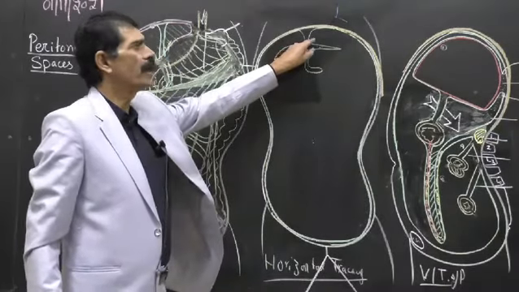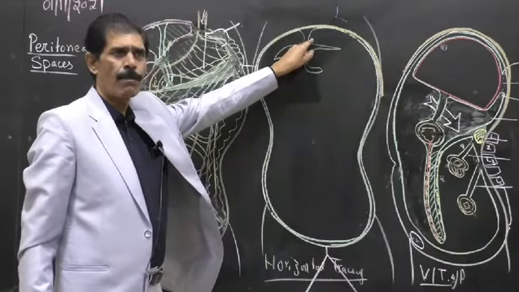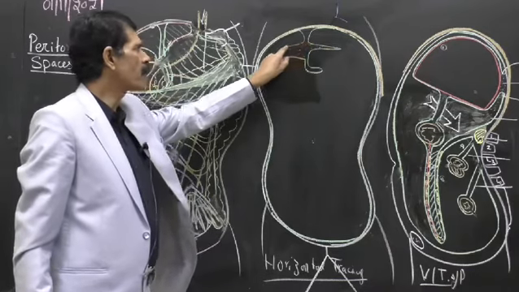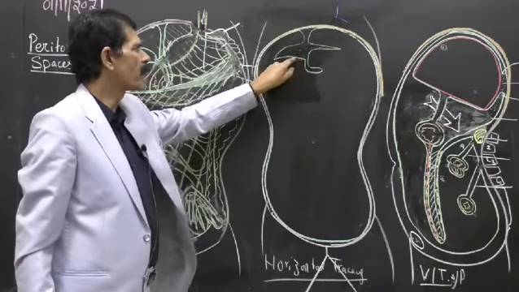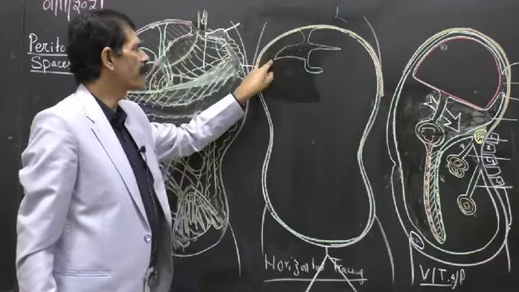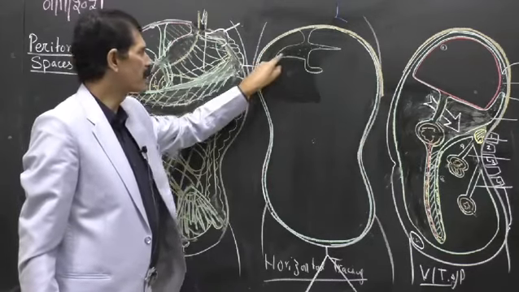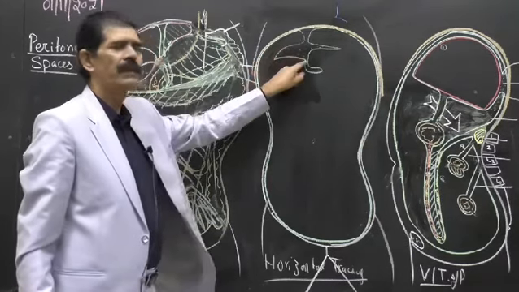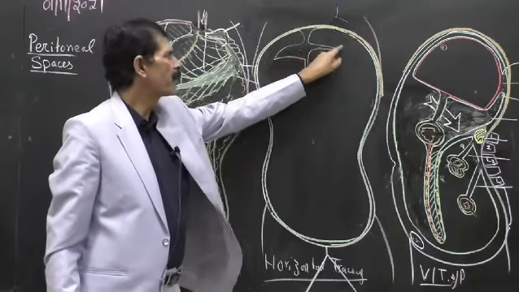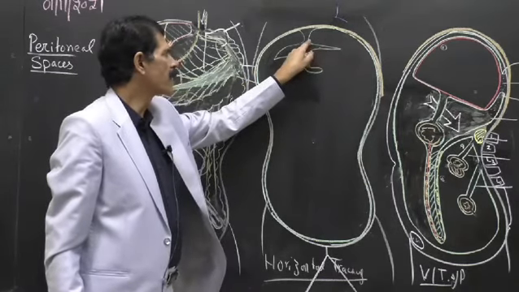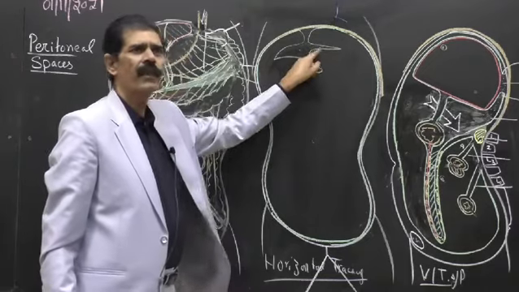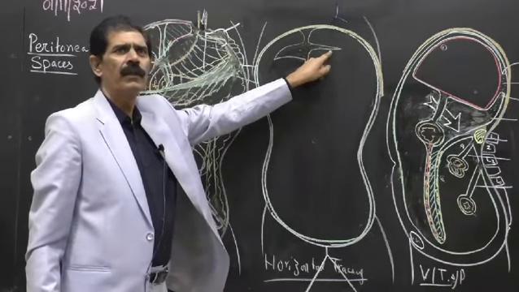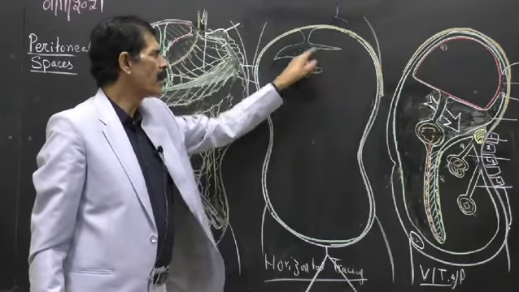These two folds represent the falciform ligament. This is the superior coronary ligament. This is the inferior coronary ligament. When you join, this is the right triangular ligament. Three angles: 1, 2, 3. Triangular. This is the left triangular ligament. Three angles: 1, 2, 3. So the left triangular ligament, this is right.